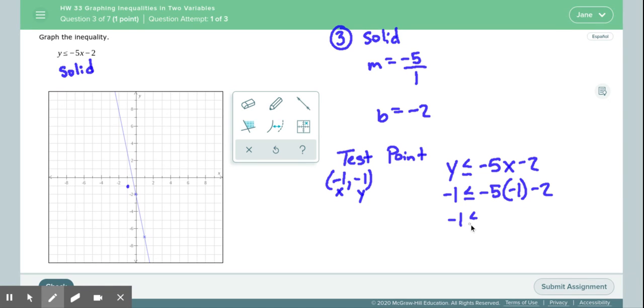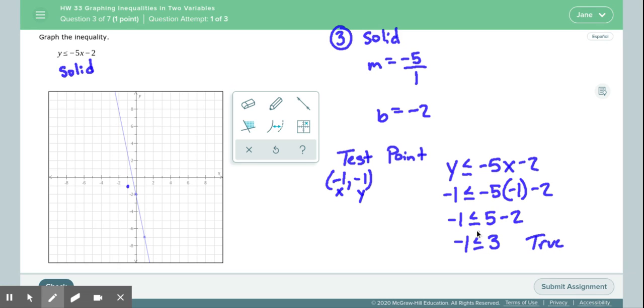So negative 1 is less than or equal to, I can use Desmos over here. Negative 5 times negative 1 is positive 5, and then minus 2. So negative 1 is less than or equal to 5 minus 2 is 3. All right, so this inequality is opening up towards the 3, which is saying 3 is larger. So is 3 larger than negative 1? Is that true or false? And in this case, it is true.